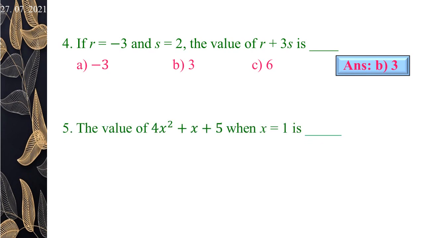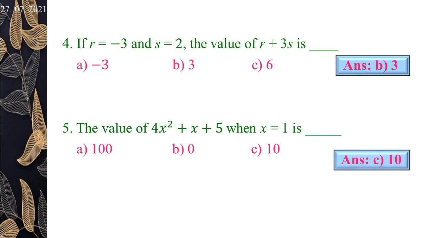Fifth one, the value of 4x square plus x plus 5 when x equal to 1 is dash. Option A 100, option B 0, option C 10. Answer C, 10.